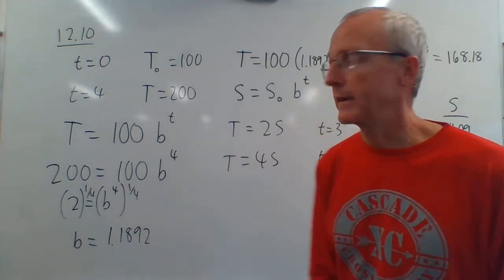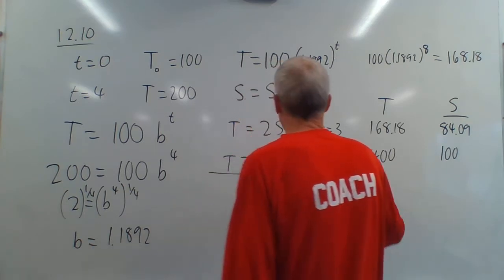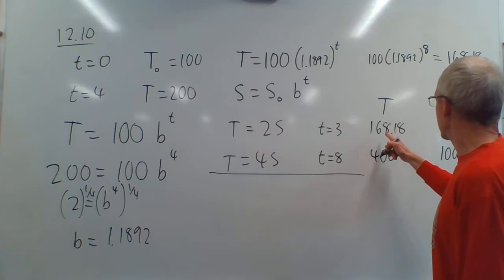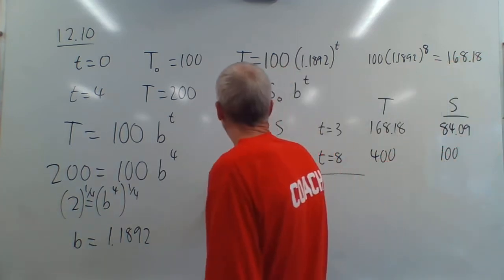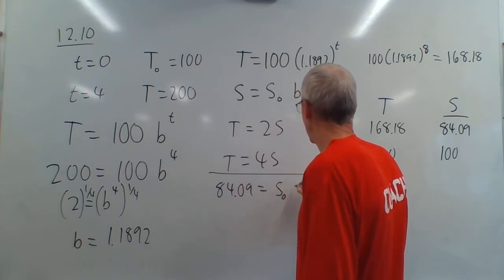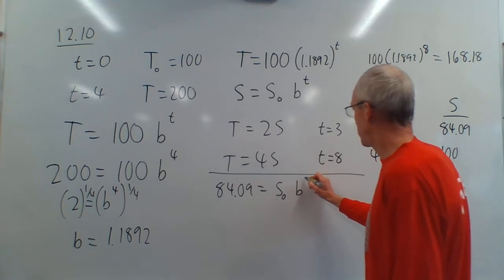So now we can figure out using this model what they are. Okay, so let's do that. We have 2 equations. The number of spiders is S0 times B to the T. So spiders is 84.09 equals S0 times B, and the T there was 3, B to the 3.